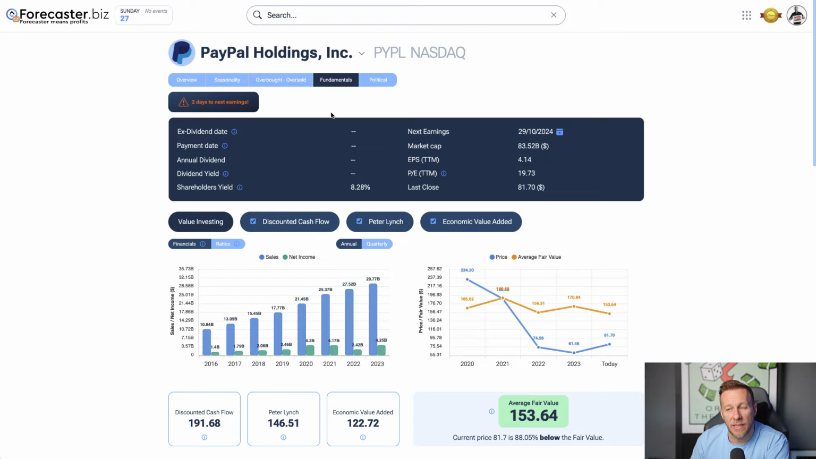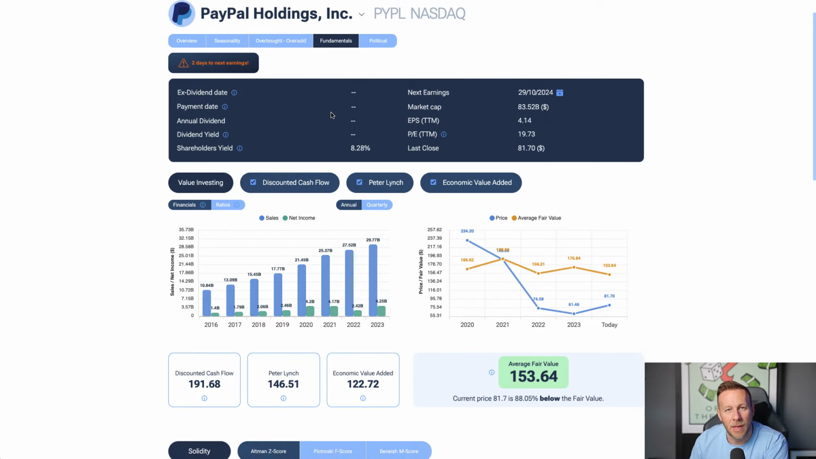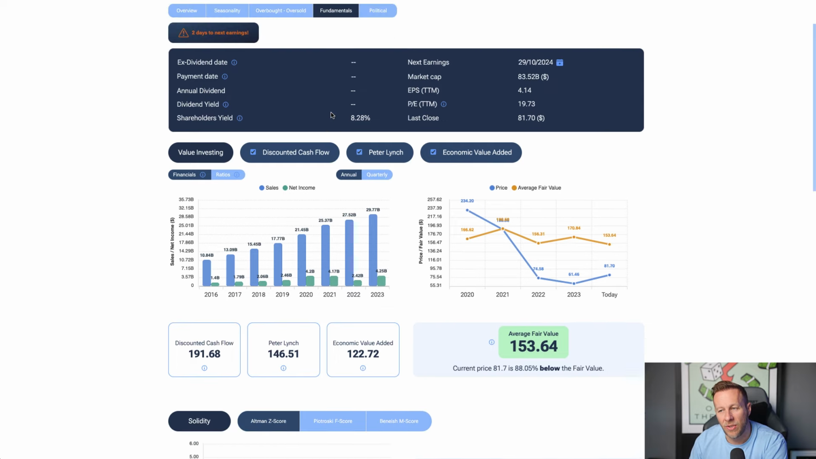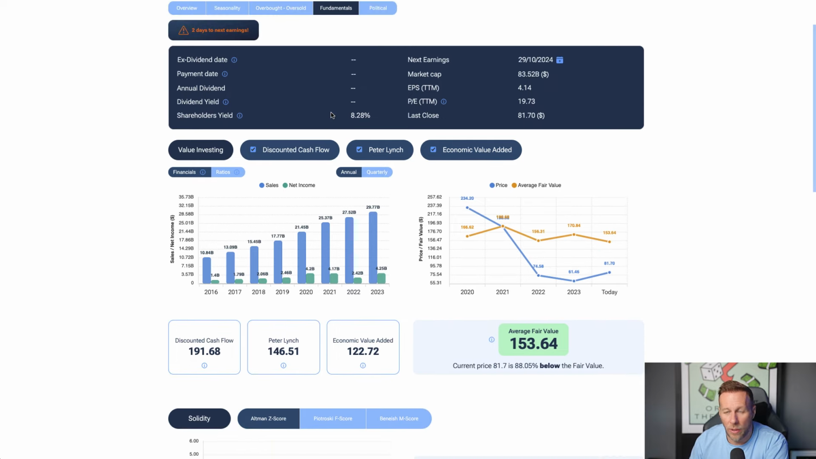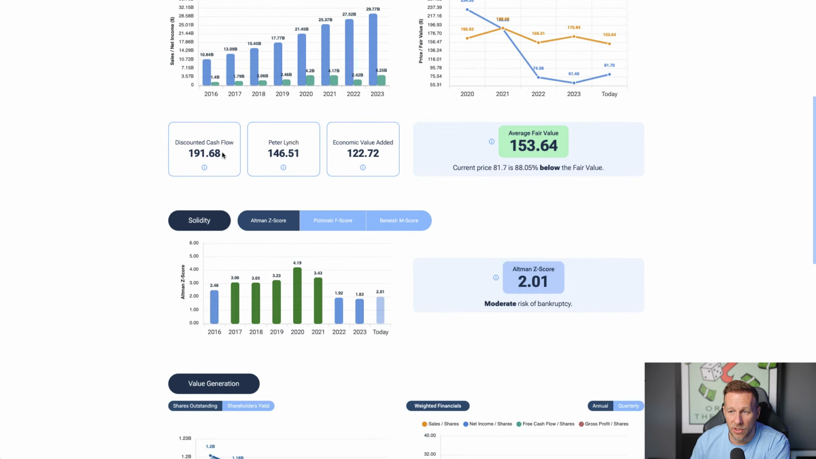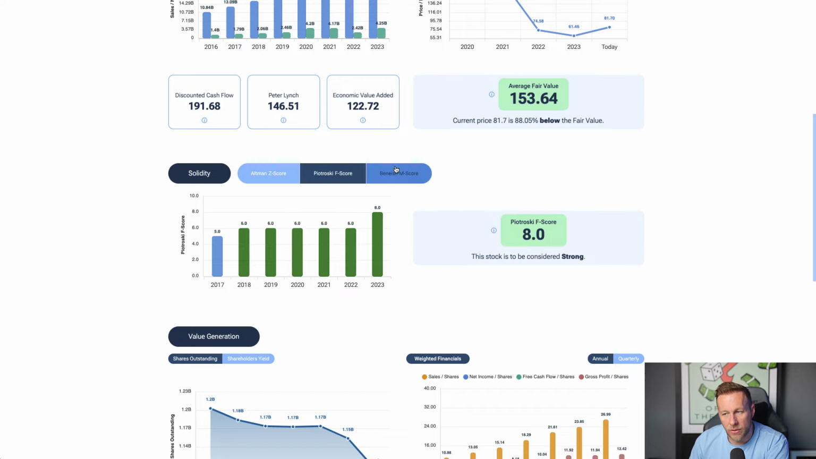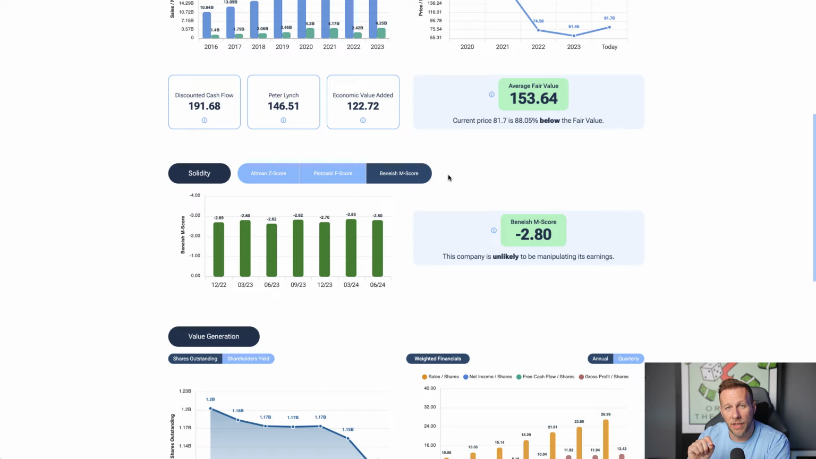The fundamentals page is like what you would see on, you know, MSN Money or Yahoo Finance or those types of websites. And it's great to have all this because on here, especially when you want to look at the average fair value, you can look at the Altman Z score, the Piotroski score, the Beneish M score. All of these are really important, and I'm going to go through this in this video.